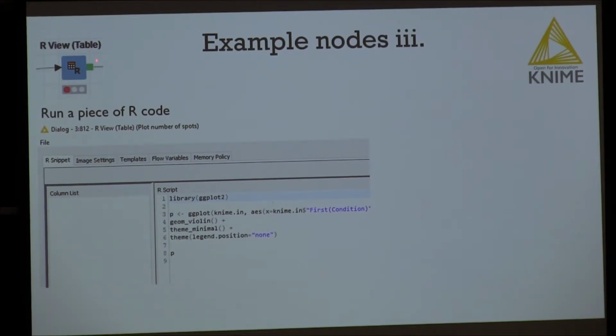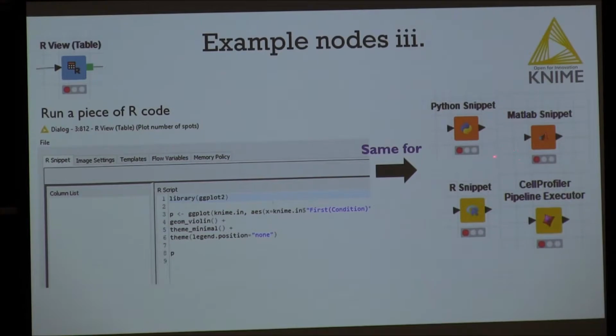You also have things like just running R inside KNIME. So this makes a little R snippet, but you can do the same for a Python snippet, the MATLAB one. If you want to run a CellProfiler pipeline within this, imagine you want to do some folder manipulations, file name manipulations, then run your already created CellProfiler pipeline, and then do something afterwards, like analysis, you could just plug in this node to run your CellProfiler pipeline.